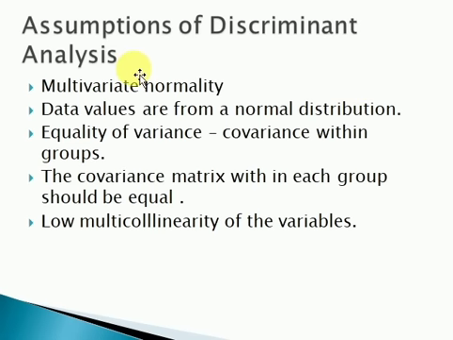Now there are also a few assumptions of discriminant analysis. What are these? First one is multivariate normality. So the multiple variables should be normal and the data values are from a normal distribution, and there is also equality of variance and covariance within the groups. The covariance matrix within each group should also be equal, and low multicollinearity of the variables.